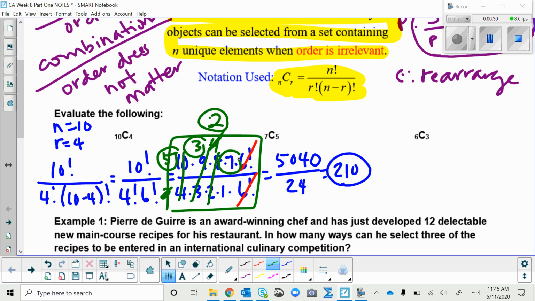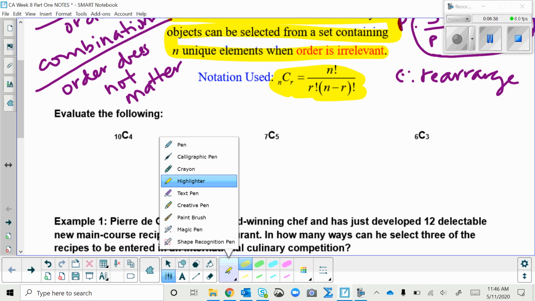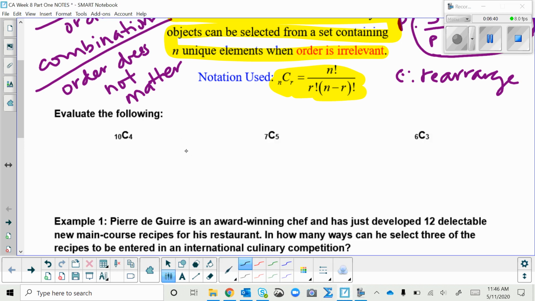Pause your video and try these next 2 examples on your own and see what you come up with. All right, for the second example, so I erased my previous work to make some room. You should have had 7 factorial.